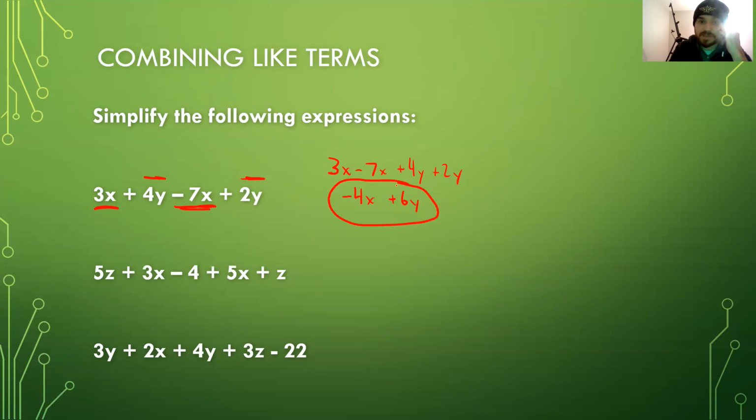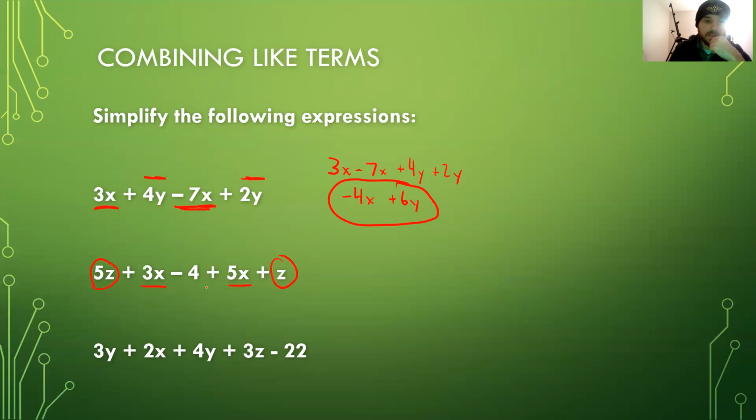And again, this is an answer. This is as far as I can take this. I can't really do anything else here, so we're done. Next one, I've got 5z. I'm going to circle the z's. We'll still put our underlines under the x's. And then we have this minus 4 all by itself. There's nothing that can combine with.